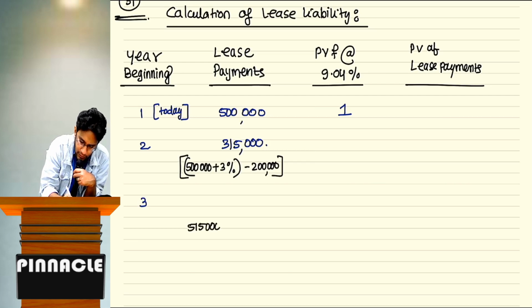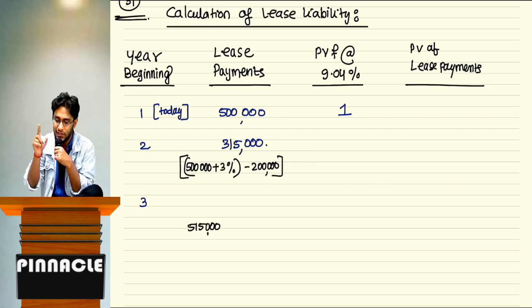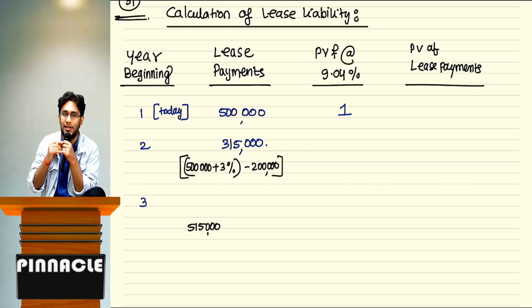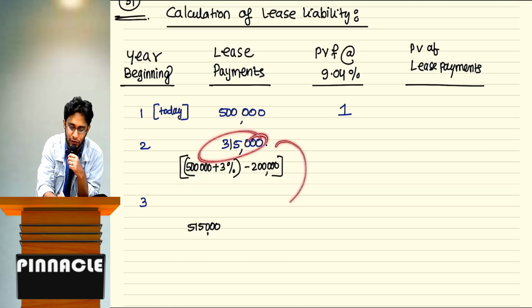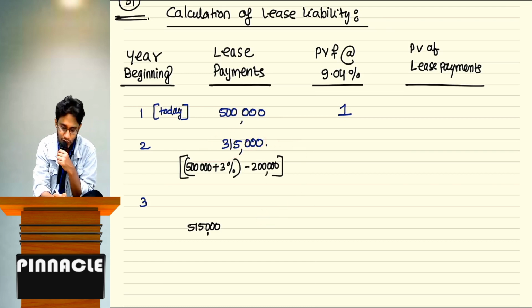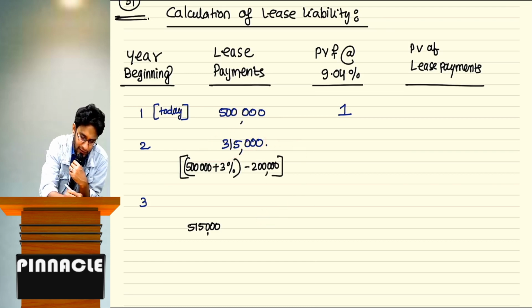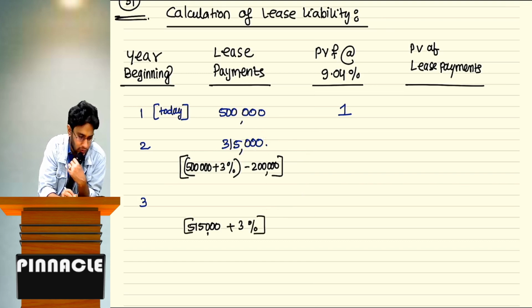5 lakh 15,000 was last year's lease rent. Lease payment is 315, but last year's lease rent was 5 lakhs 15,000. On that, sir, will the lessor agree if you pay 3 lakh 15,000 plus 2%? No, you should be careful. So 5 lakh 15,000 plus 3%. Do the math.